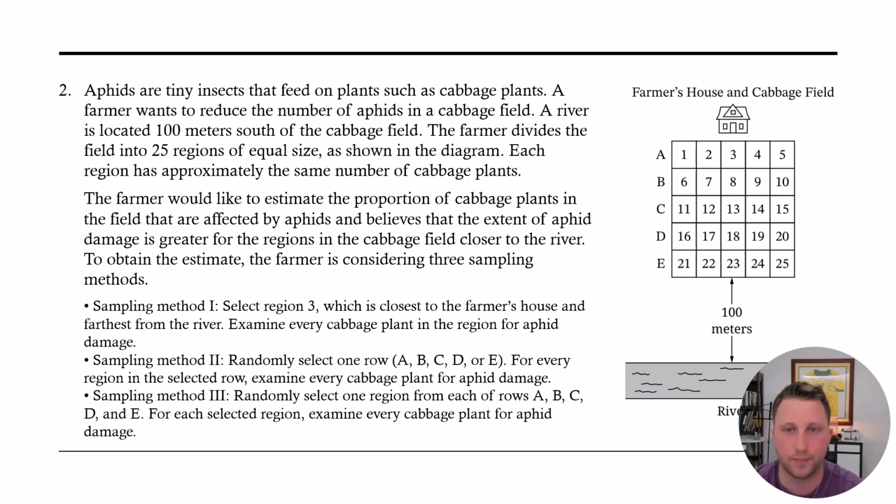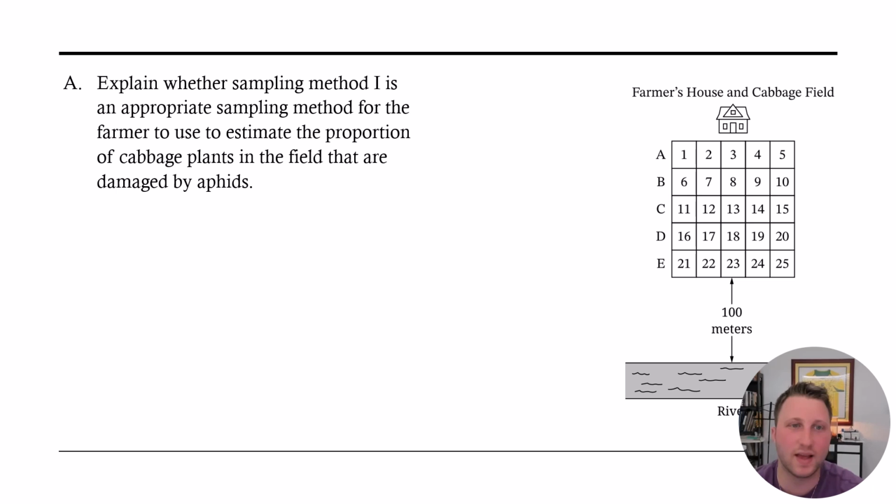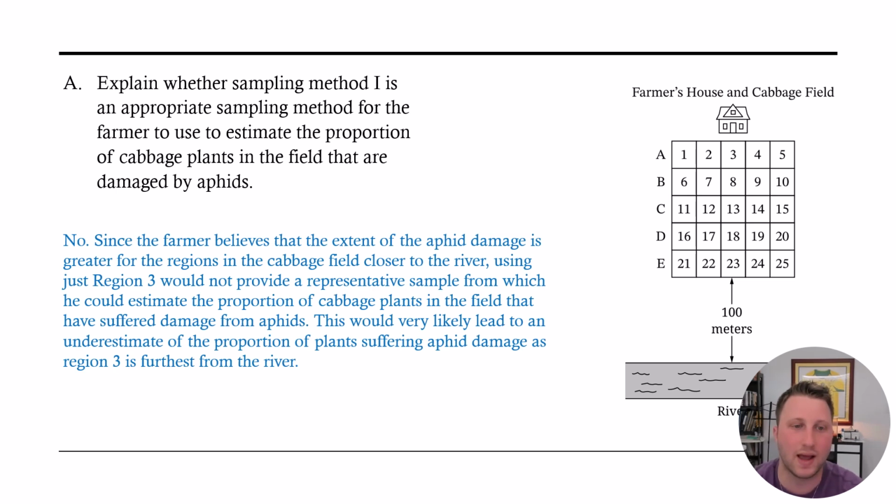And each row there are 5 regions from left to right, and they give you 3 sampling methods, methods 1, 2, and 3. Part A says, explain whether sampling method 1 is an appropriate sampling method for the farmer to use to estimate the proportion of cabbage plants in the field that are damaged by aphids. And I said no, since the farmer believes that the extent of the aphid damage is greater for the regions in the cabbage field closer to the river, using just region 3, which is what's proposed by sampling method 1, would not provide a representative sample from which he could estimate the proportion of cabbage plants in the field that have suffered damage from aphids.